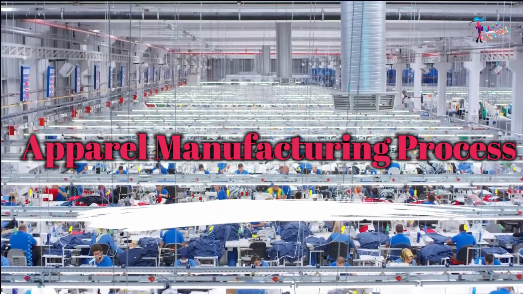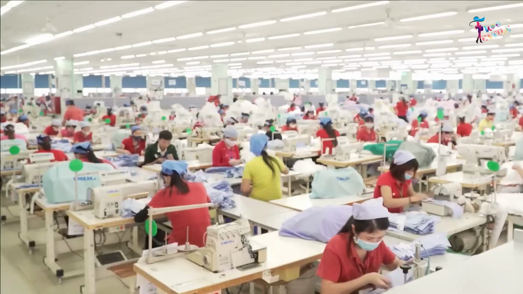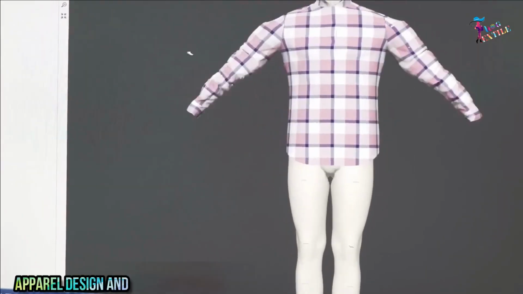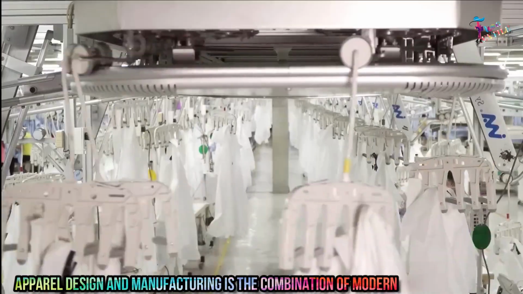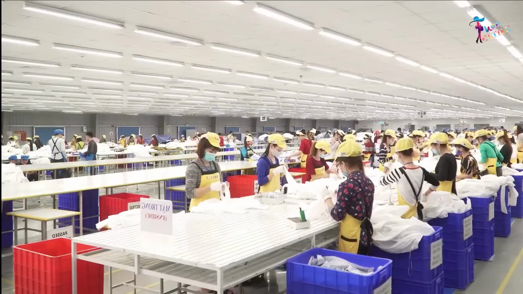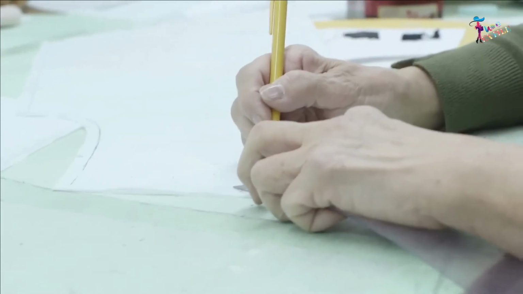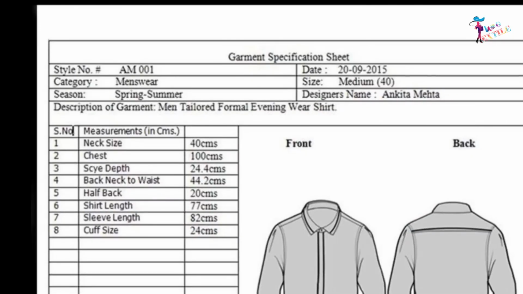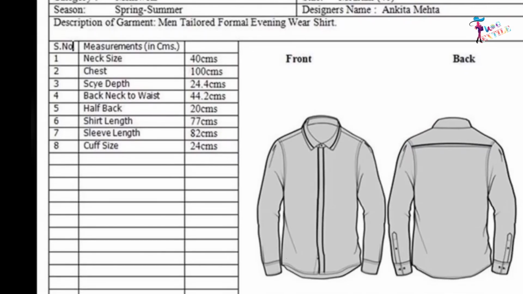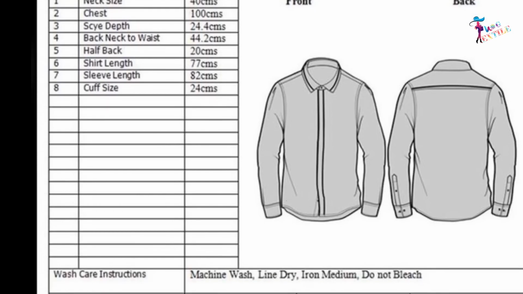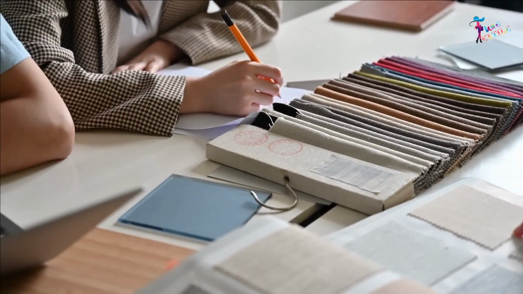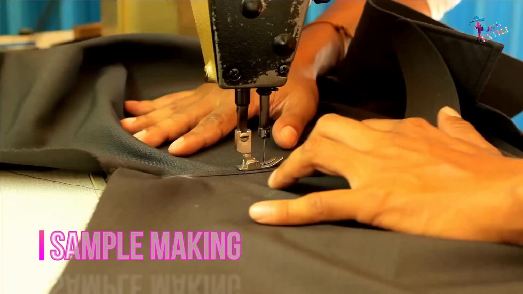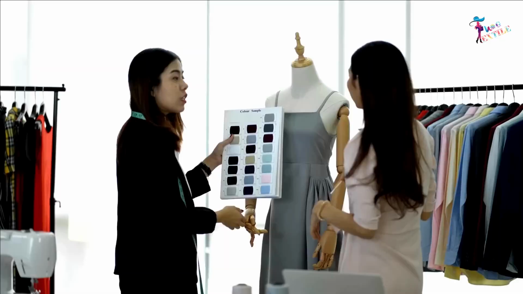Apparel manufacturing process. Apparel is a final product of textile, which is known as a piece of clothing. Apparel design and manufacturing is the combination of modern art and technology. Design is usually provided by the buyer. Buyers send the technical sheet and artwork of an order to the merchandiser after placing an order. Through the sequence of processes, at first, patterns are made and according to the pattern, sample garments are made for buyer approval.